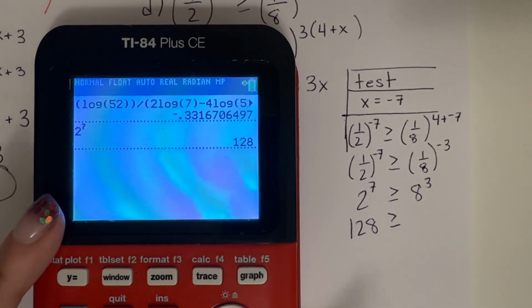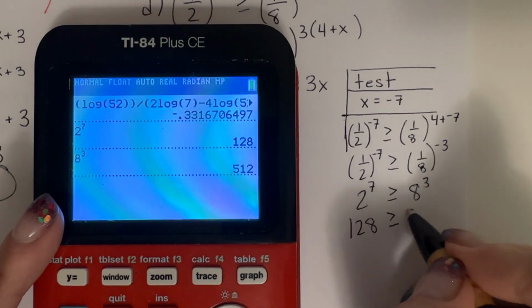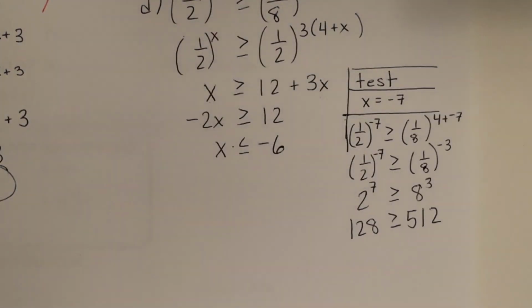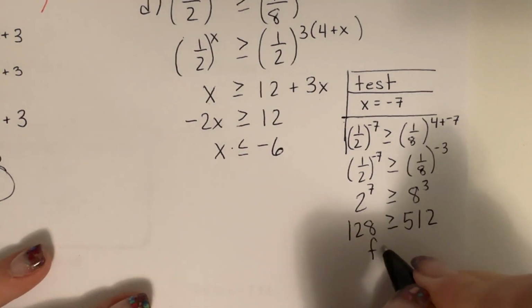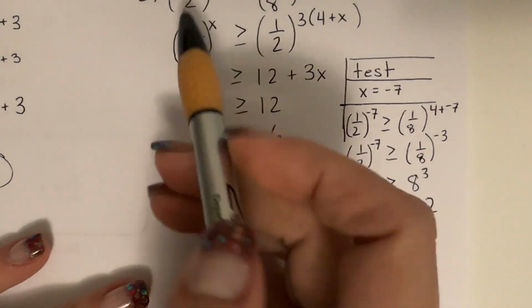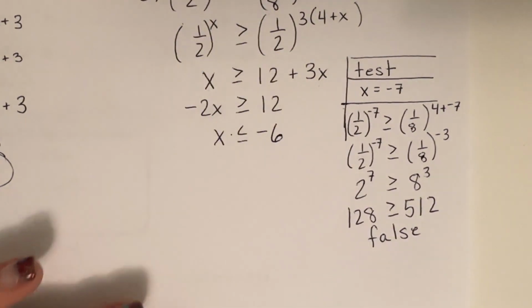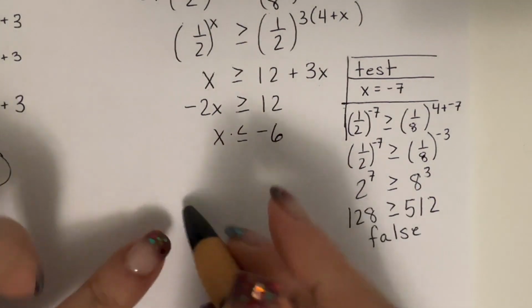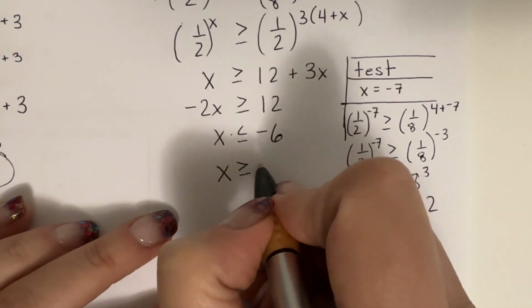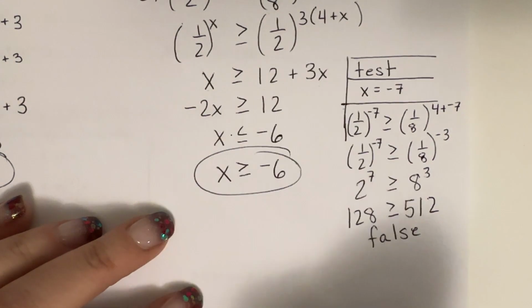Okay, 8 to the 3rd. That's 512. That's not true. That's a false statement. So the thing that we kind of talked about in class is if your base is less than 1, you're supposed to flip your x or flip your inequality. So I actually need to have this as my answer.